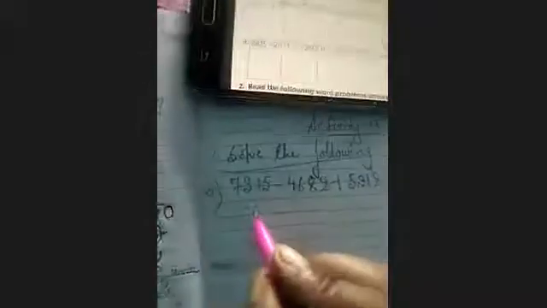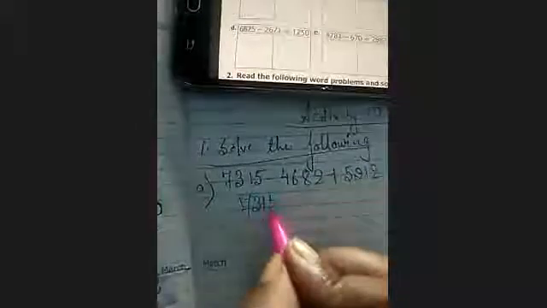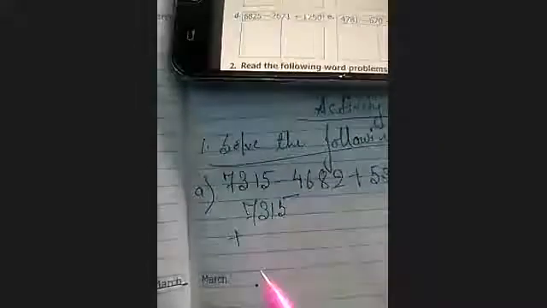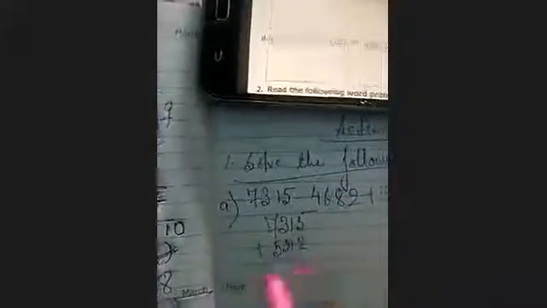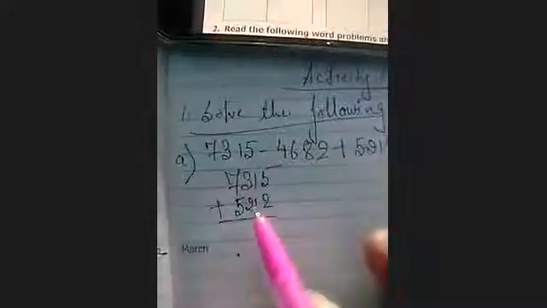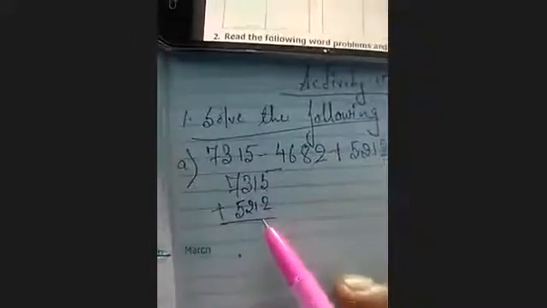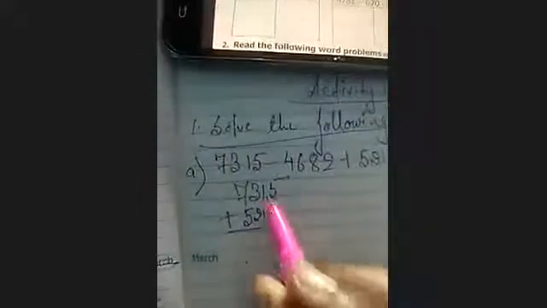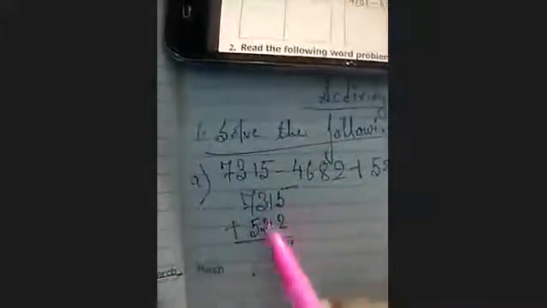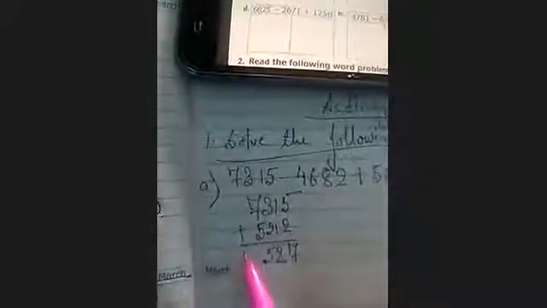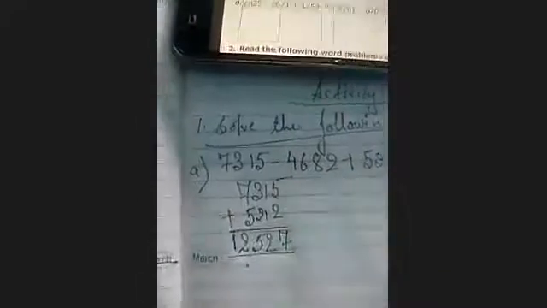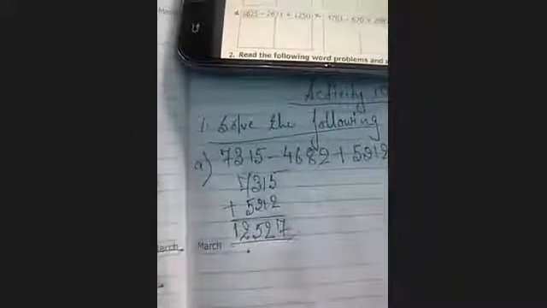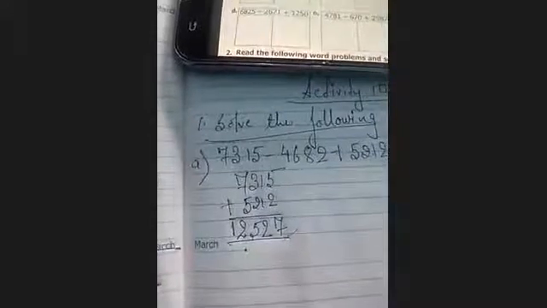This is 7,315 plus 5,212. First of all, you have to do addition. 7,315 plus 5,212. Add 5 plus 2 equals 7. 1 plus 1 equals 2. 3 plus 2 equals 5. And 7 plus 5 equals 12. Write down.